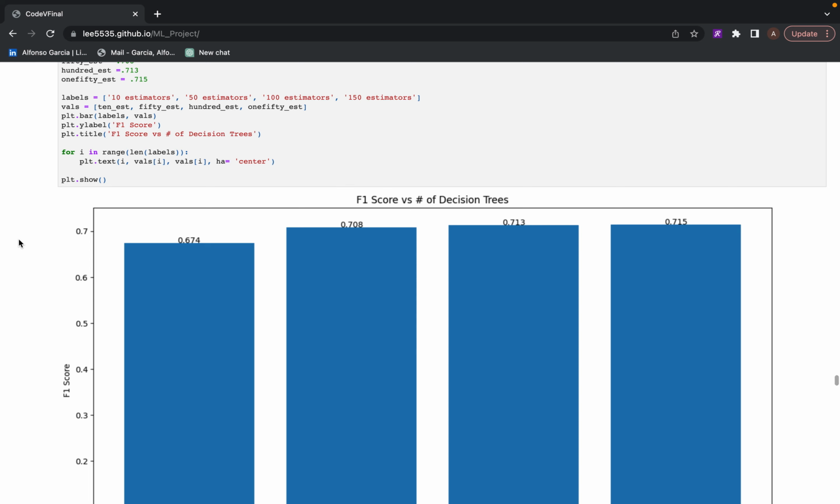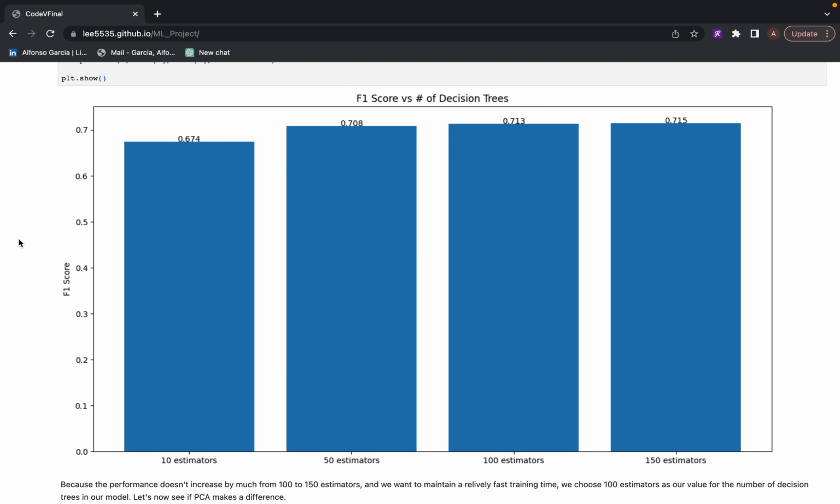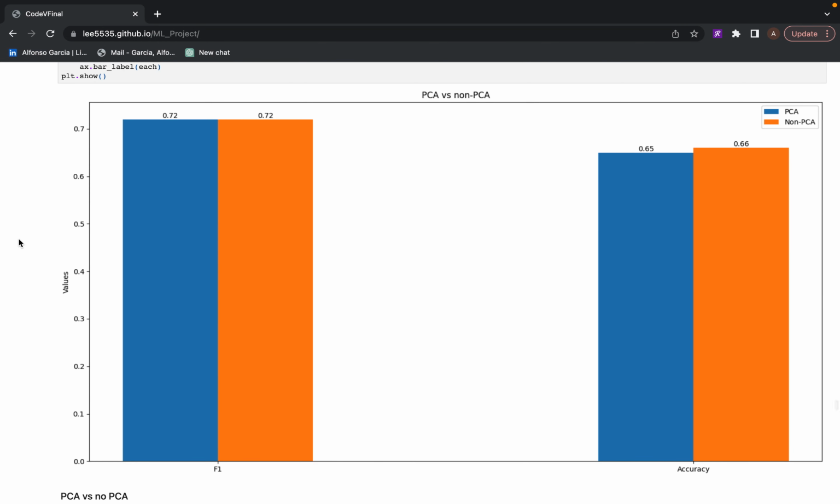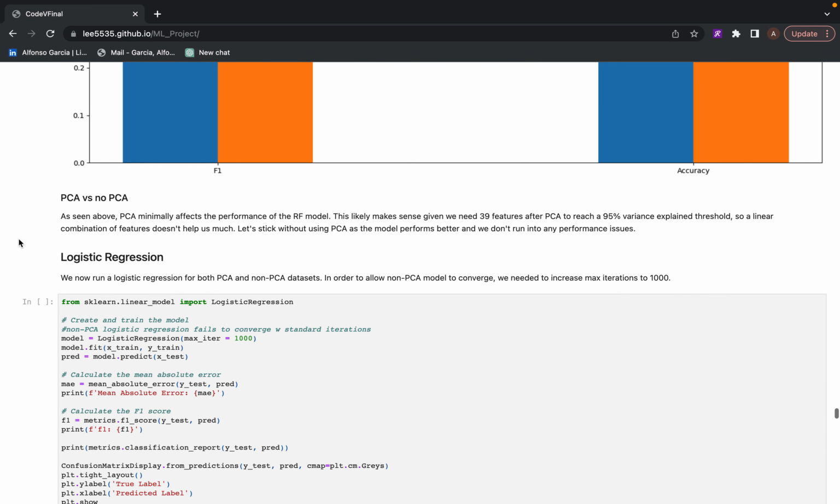Here we see the visualization of the values of the hyperparameters, seeing that as we increase the number of decision trees, the model F1 score improves, and we select one that balances this trade-off. Here we see a visualization of the accuracy and F1 scores of the PCA and non-PCA iterations respectively, again validating that they fall into similar thresholds.